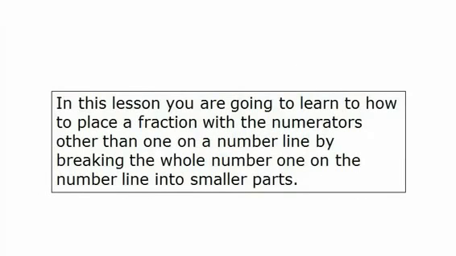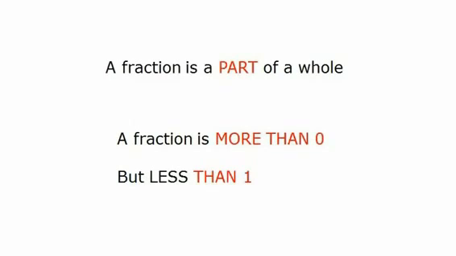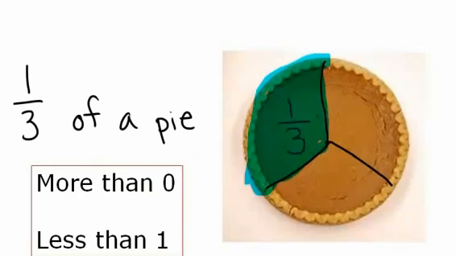Mathematicians, in this lesson you are going to learn how to place a fraction with numerators other than 1 on a number line by breaking the whole number 1 on the number line into smaller parts. You know that a fraction is a part of something, or part of a whole. So a fraction is going to be more than 0 but less than 1. For example, if you have a pie cut into thirds, one of those thirds is going to be more than 0, or none of the pie, but less than 1 whole pie.